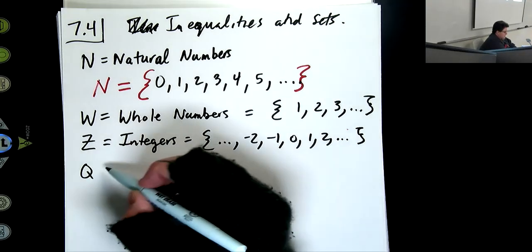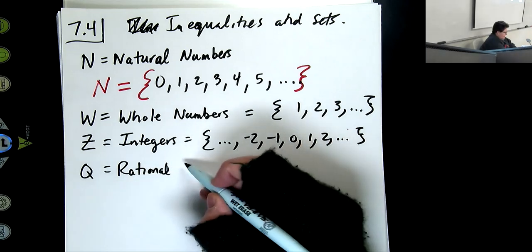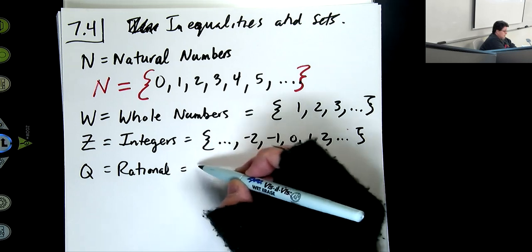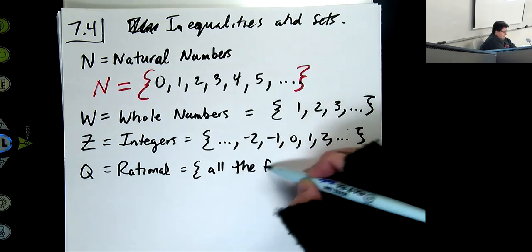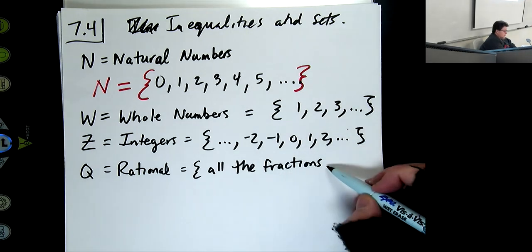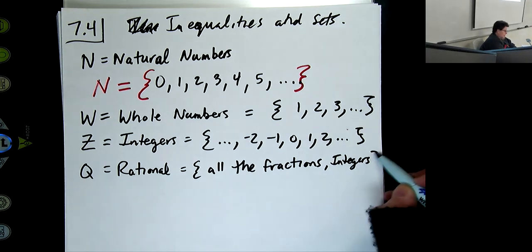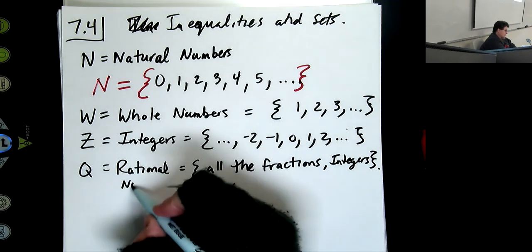Q is rational numbers. Rational has all the fractions, which includes all the integers, because I can make those into fractions by dividing by 1. So these are the rational numbers.